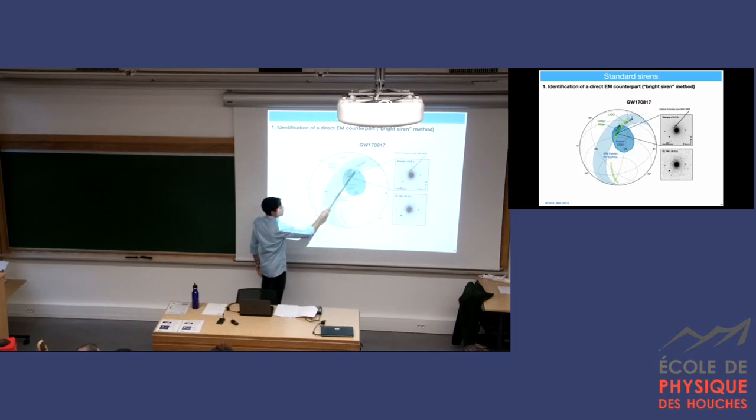1,200 square degrees maybe. And then there was another GRB detector satellite which didn't trigger on time because it was sub-threshold, but once Fermi said that there was something, INTEGRAL observations were also used, and by triangulation this allowed to further reduce the area in the sky. And this helped also in the identification of the electromagnetic counterpart.